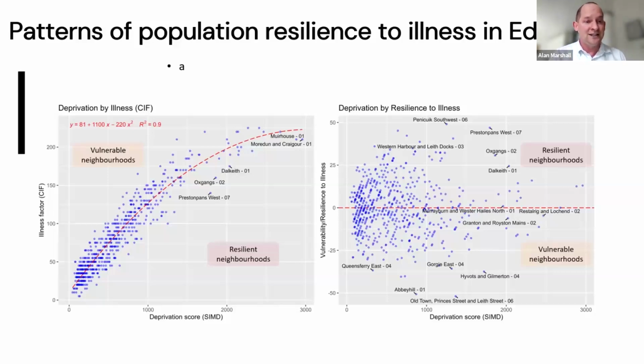So we calculated a measure of vulnerability and resilience for each neighbourhood. And we were interested in saying, do any of our newspaper themes predict vulnerability and resilience in neighbourhoods? So do they predict the health outcomes after we've controlled for deprivation? So here are some of the results.